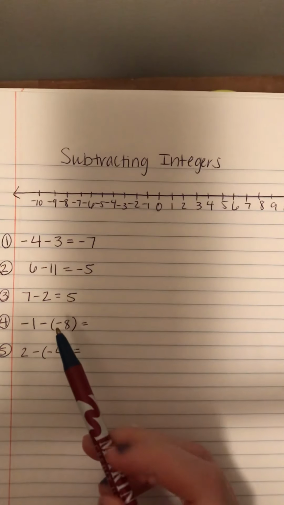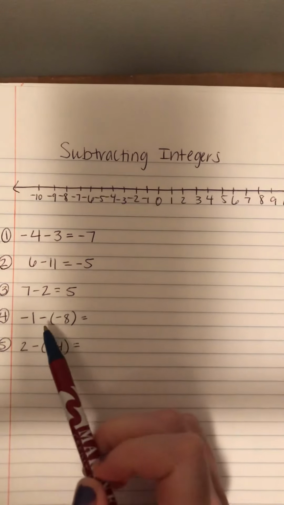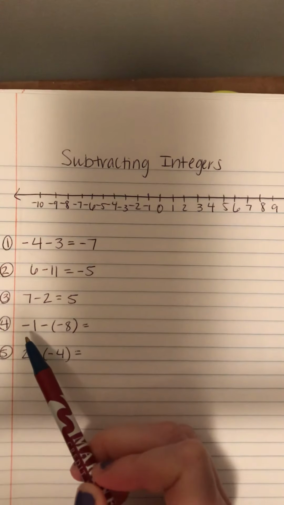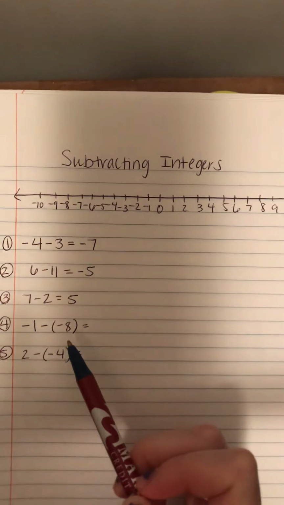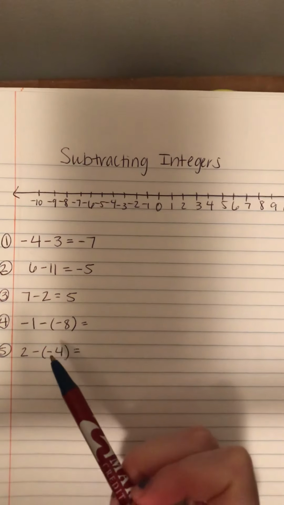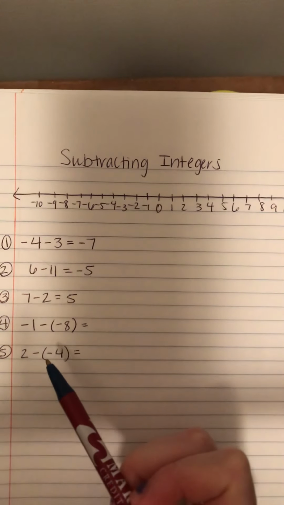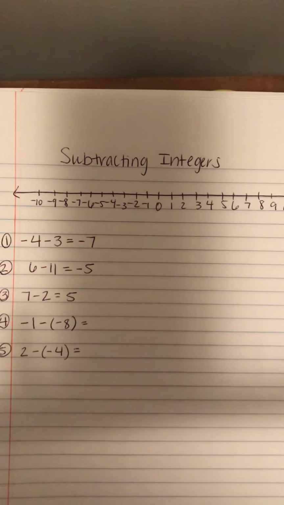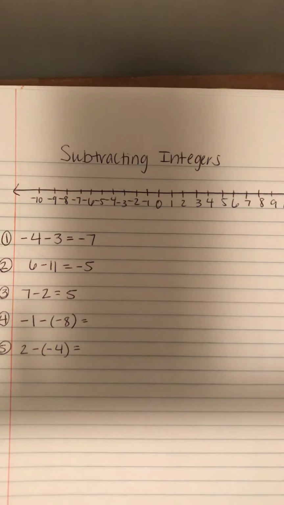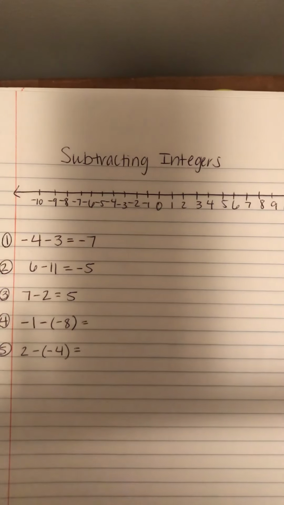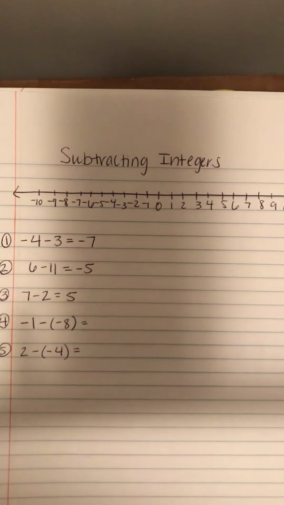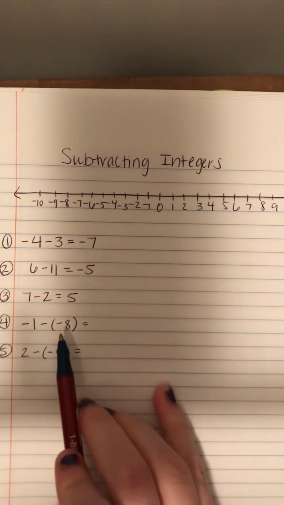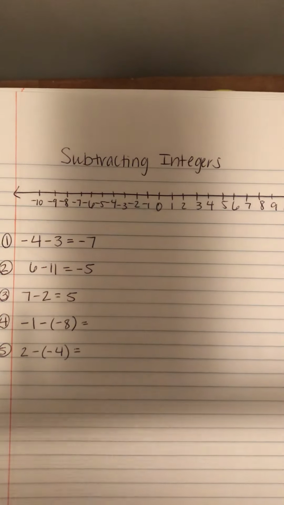They have parentheses in there. Those parentheses are just to keep these two signs separated. So we would read number 4 as negative 1 minus negative 8. So there is one kind of weird rule when you're subtracting integers. When you have minus a negative, it turns into a positive. And the reason that's happening is because when you're subtracting the numbers, it's the same thing as adding the opposite. So if we're subtracting negative 8, the opposite would be adding 8.